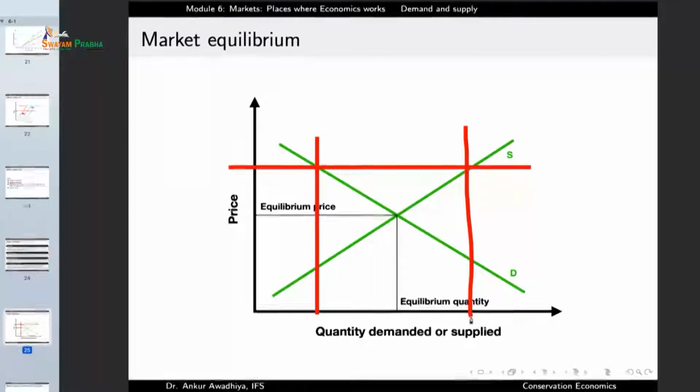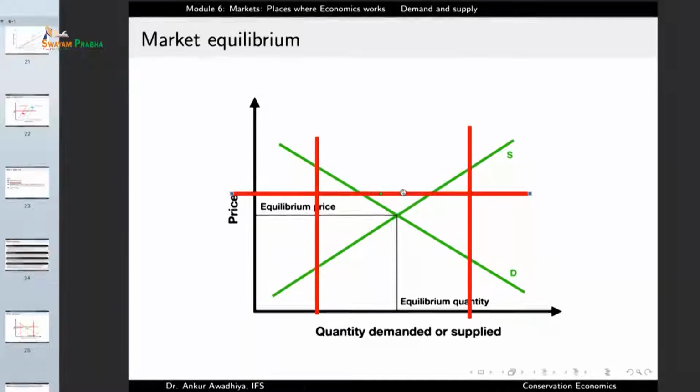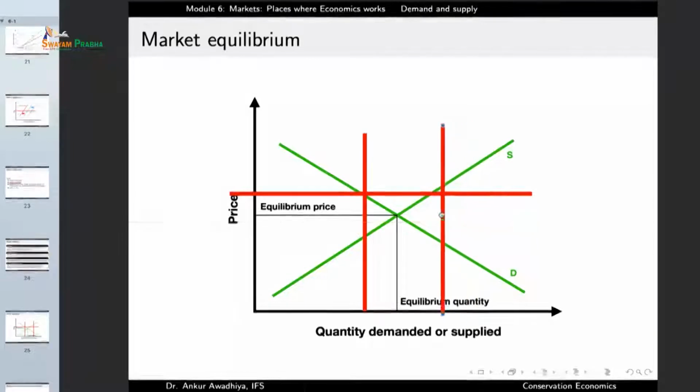So there is a difference between the quantity that is demanded and the quantity that is supplied. If the price goes down, the quantity that is demanded will increase, because remember, when the prices go down, the quantity that is demanded goes up. Whereas, because the price has gone down, the quantity that is supplied will also go down because of the law of supply. So now you have less of a difference between the quantity demanded and the quantity supplied, but still there is a difference.